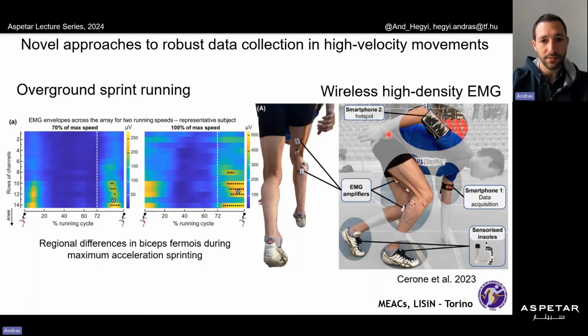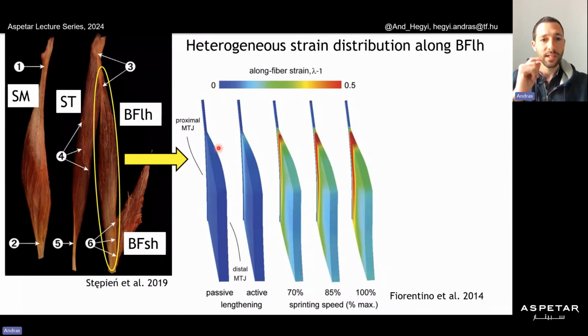So what's interesting is that you can see here that the activation of the muscle is higher in the distal region as compared to the proximal region of the muscle. And most of the hamstring injuries are actually in the proximal region of the muscle. And we also have some simulation studies from 10 years ago where they showed that the strain distribution, at the very beginning of the presentation we were talking about fiber strain, if you remember, and we had in this study the highest strain in the proximal region of the muscle.